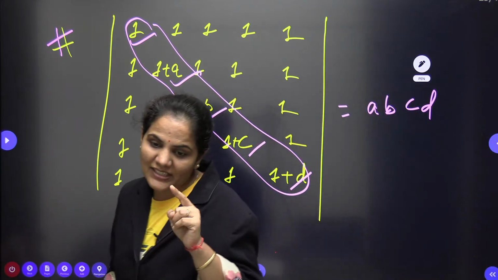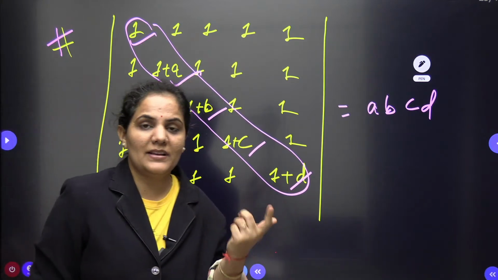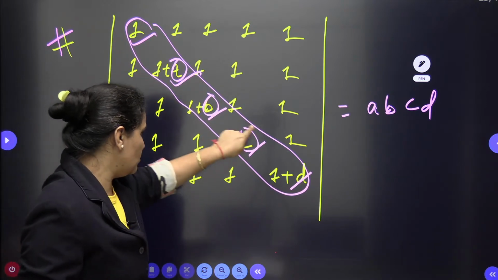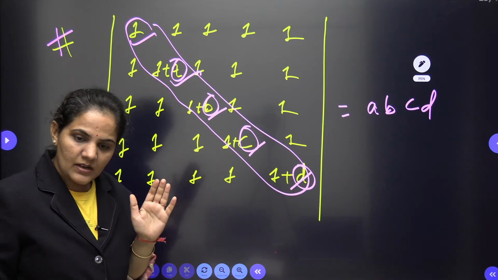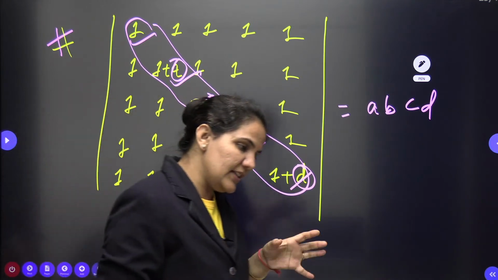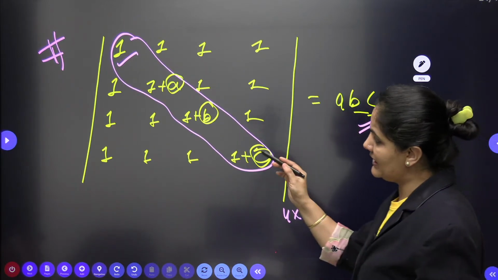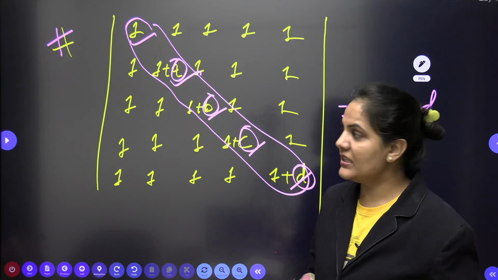Remember, I am not writing 1 plus A into 1 plus B into 1 plus C into 1 plus D. I am writing only 1 into A into B into C into D. Is it clear? Dear children, this is the magic. You can use this property directly, so many times, whenever we are having a question like this one. Very good.